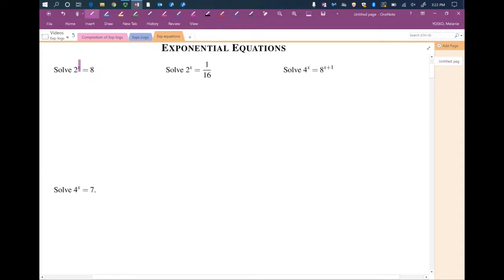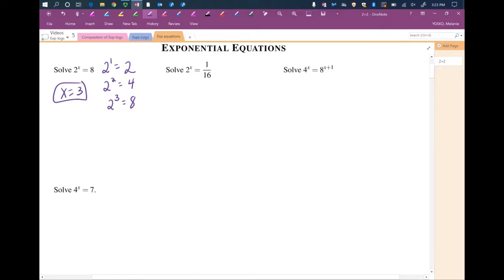So 2, when we raise it to what power, gives us 8? We know 2 to the 1 is 2. 2 to the 2, that's 2 times 2, that's 4. 2 cubed is 2 times 2, which is 4, times 2 more, that's 8. So that means our power must be 3.